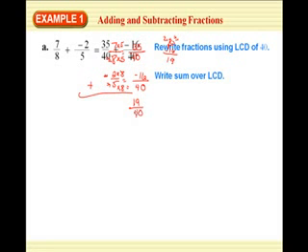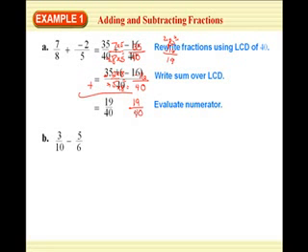And they did the same thing. They write them a little different than I do, but remember there's more than one way to do them. Okay, so common denominators, we got 3/10 minus 5/6.